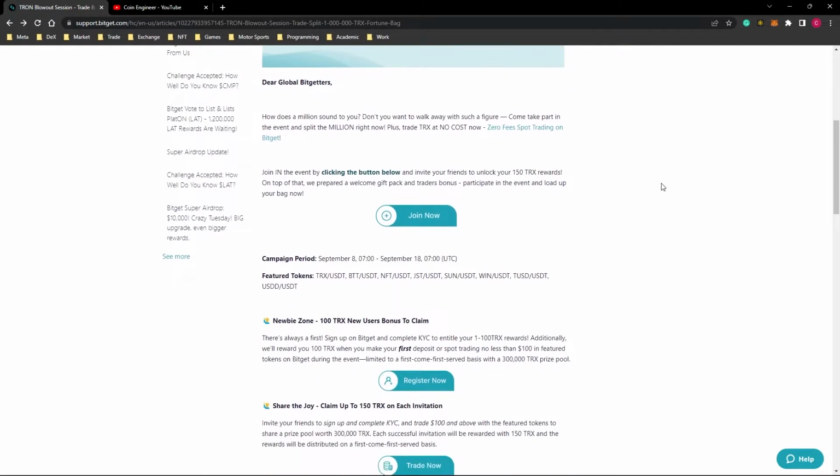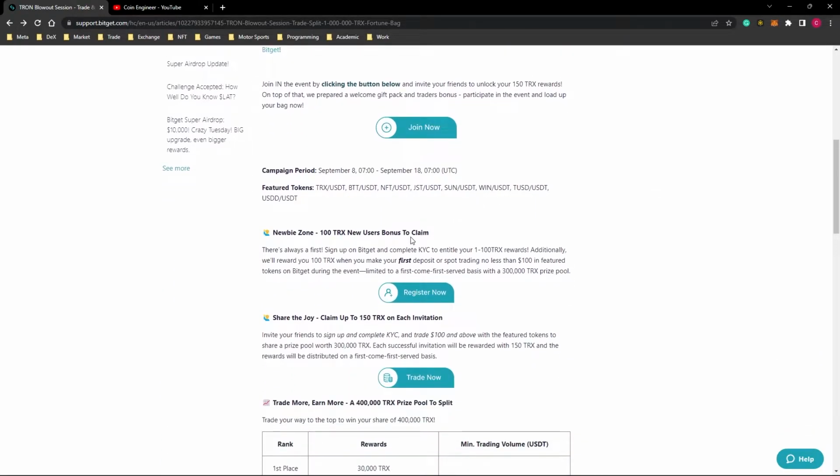If you are new to Bitget exchange, you will receive additional rewards up to 100 TRX tokens as a newcomer gift. Also, if you invite your friends and they provide at least $100 worth of liquidity in the Bitget exchange, you will receive an additional 150 TRX tokens. The event started on September 8 and it will continue till September 18.